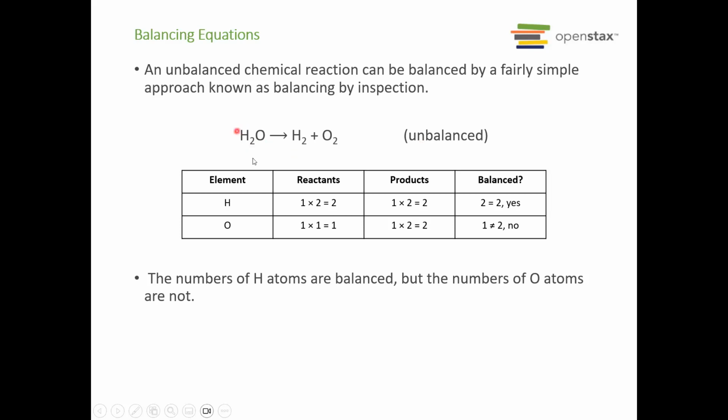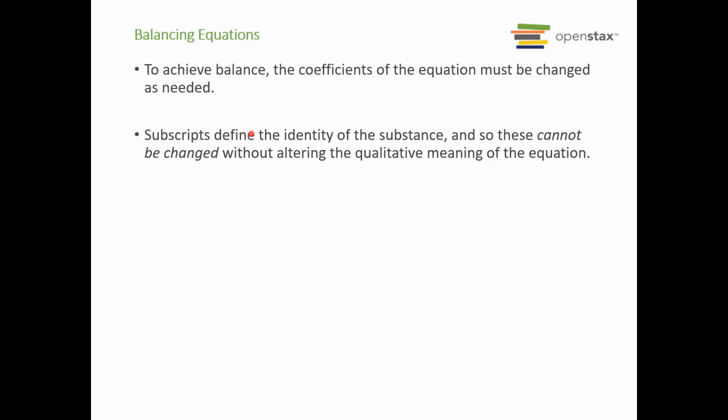But now we're no longer looking at the decomposition of water, then we'd be looking at the decomposition of hydrogen peroxide, which is an entirely different substance. So when we're balancing these, we can only add those coefficients out in front of the different chemical formulas. We can't change the formulas themselves.